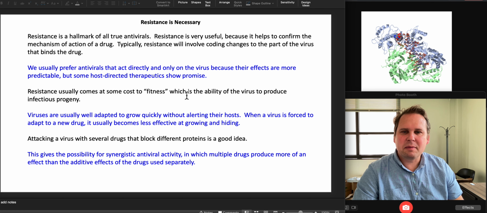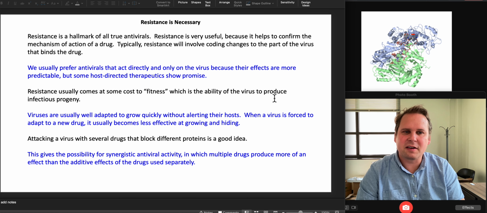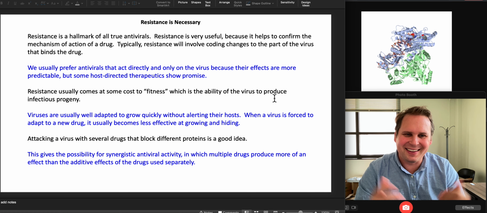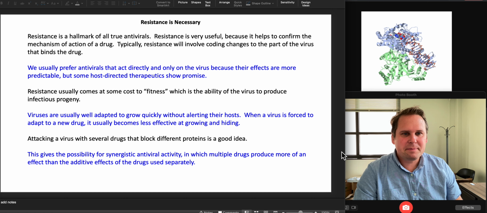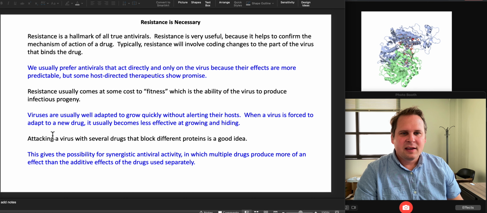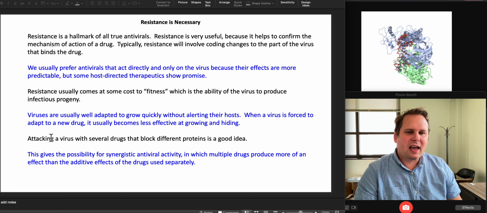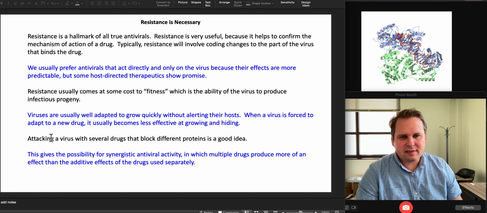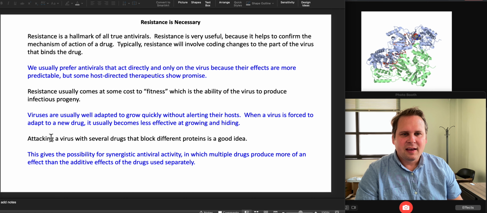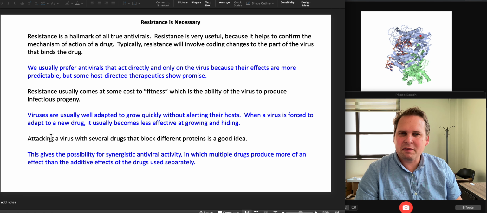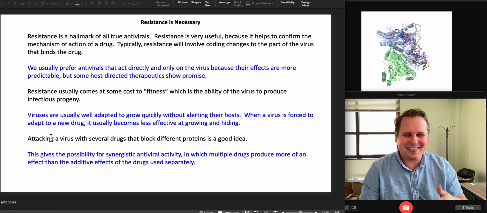And so fitness is the ability of the virus to produce infectious progeny, which is basically more viruses that are capable of starting an infection. Just like it seems like it ought to be, just like it sounds. So it becomes a matter of how much of a cost the virus has to pay, because there's always a cost for resistance. The virus can change, but it's never a thing that the virus wants to change, because it would have already been changed that way in the optimal version.